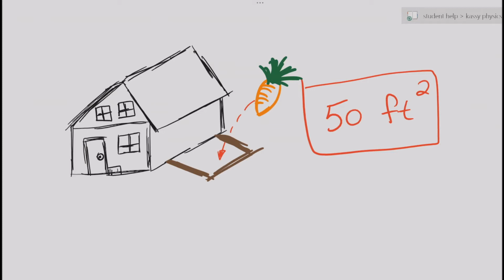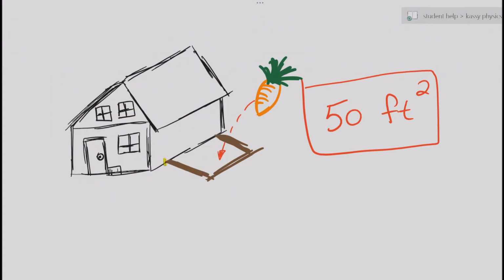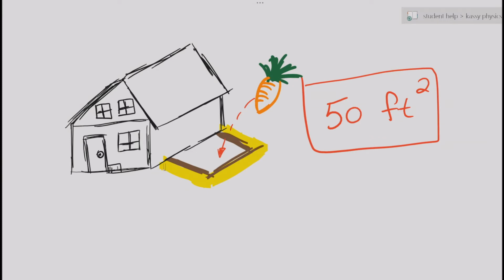So we get this question where we're trying to build a garden, and we're building it up against a wall. And we need to put a fence around our garden. That's important. What we're wanting to put is a fence around it like this to keep little critters out.